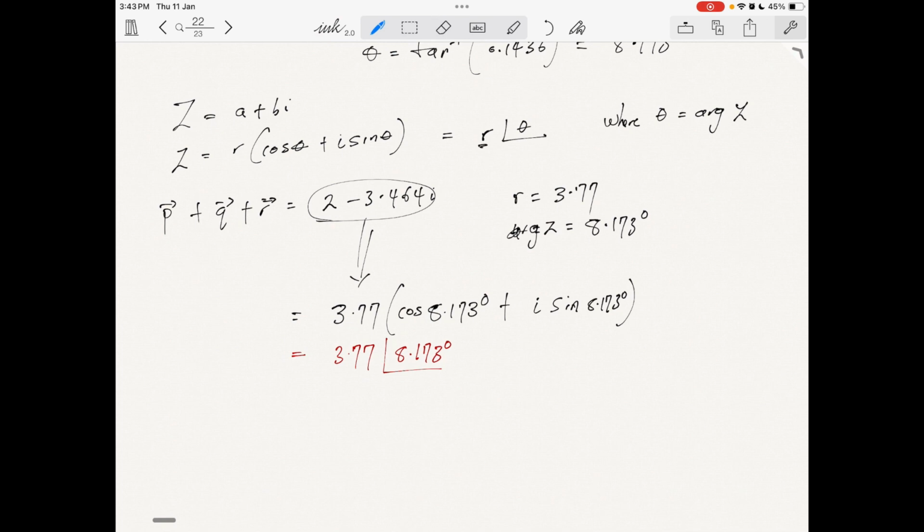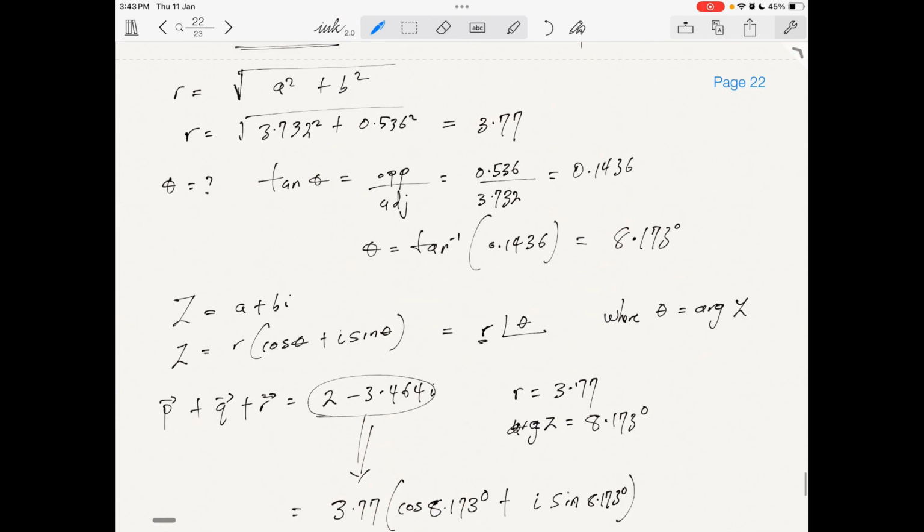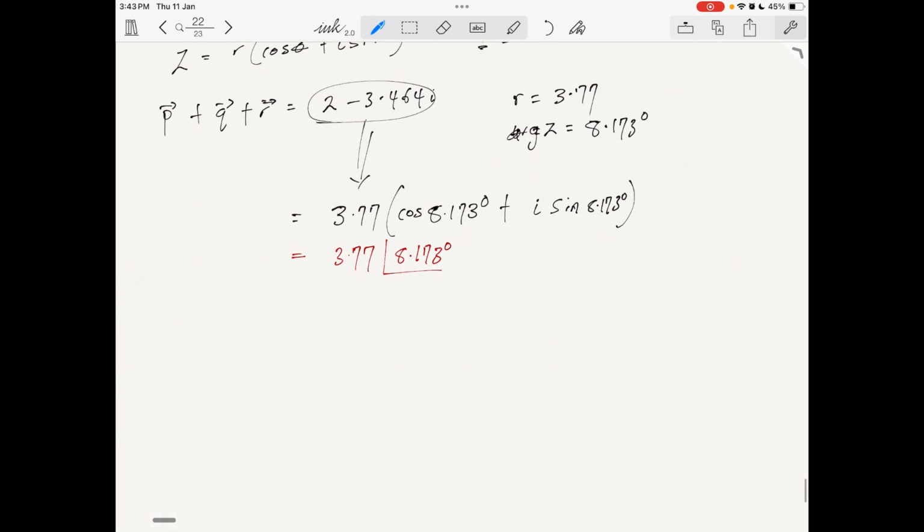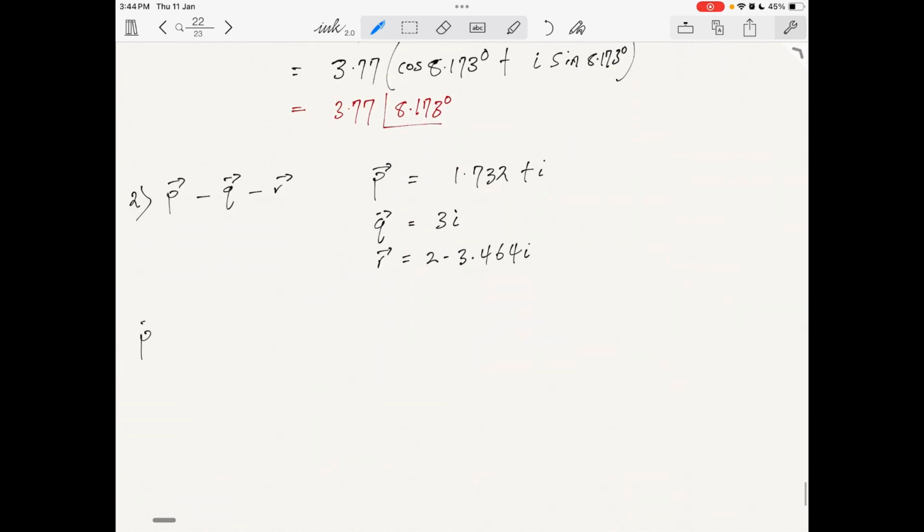Now in the second question, we are asked to evaluate P minus Q minus R, and after conversion, we realize that our P is equal to 1.732 plus i, our Q is 3i, and our R is 2 minus 3.464i. Now, with this done, we can evaluate P minus Q minus R.